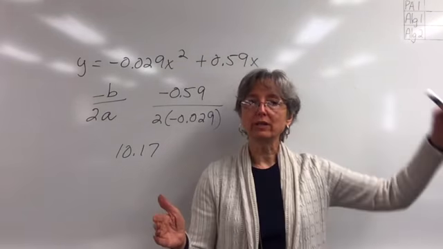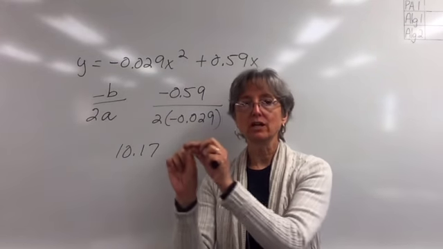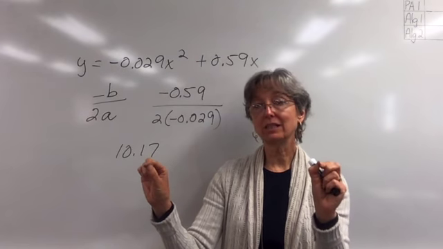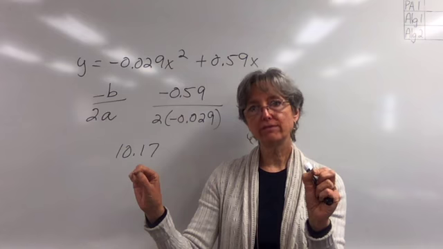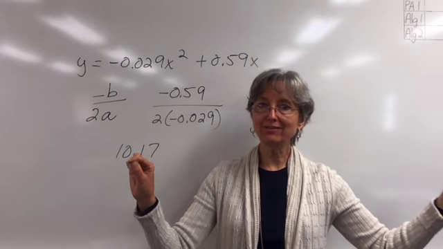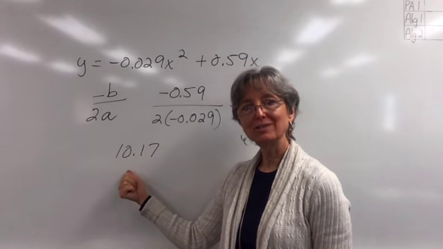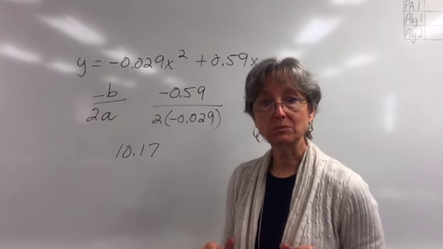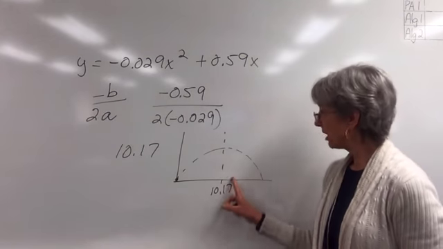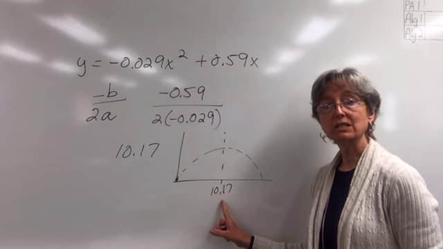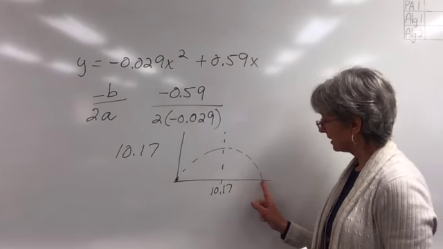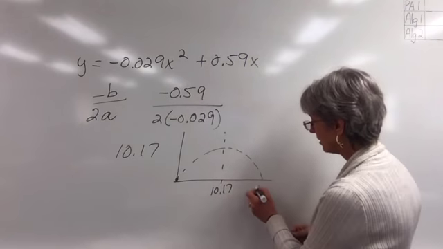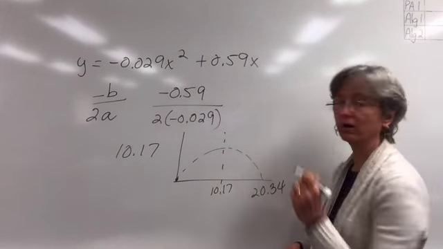When I drew this, that's the x of my vertex. So if I started at 0 and got to the vertex at 10.17, and I want to know how far the frog jumped over to the other side, all I have to do is double that number. Let me draw it for you so that it will make some sense. If this is the frog's jump and my axis right down the middle is at 10.17, then this distance is also 10.17. So that means the frog jumped about 20.34, whatever the units were.